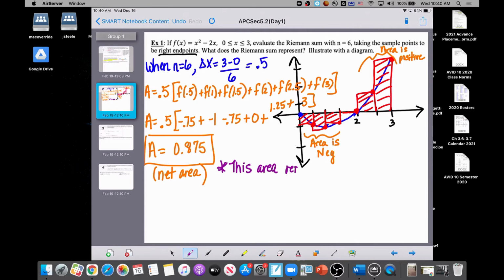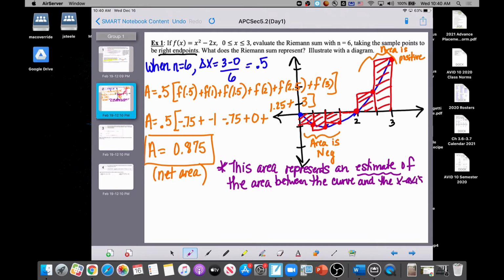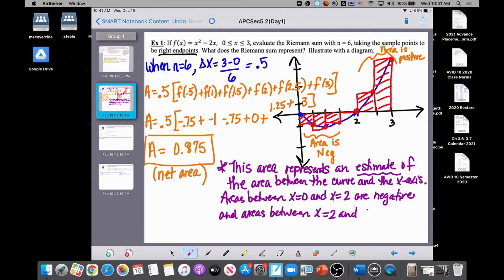This area represents an estimate of the area between the curve and the x-axis. Areas between x equals 0 and x equals 2 are negative, and areas between x equals 2 and x equals 3 are positive. Okay? All right.